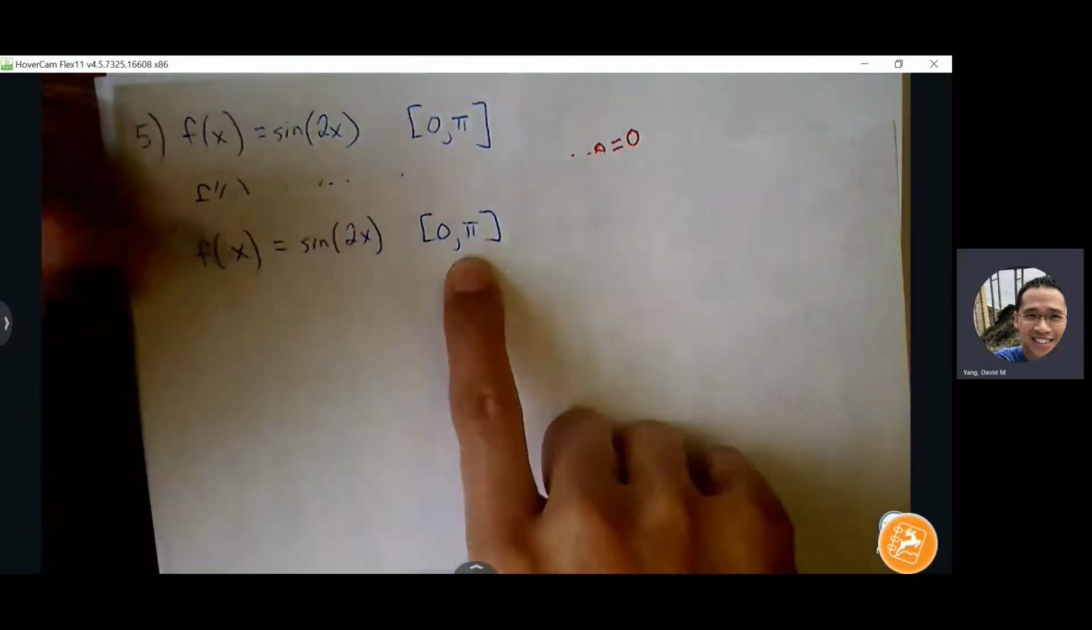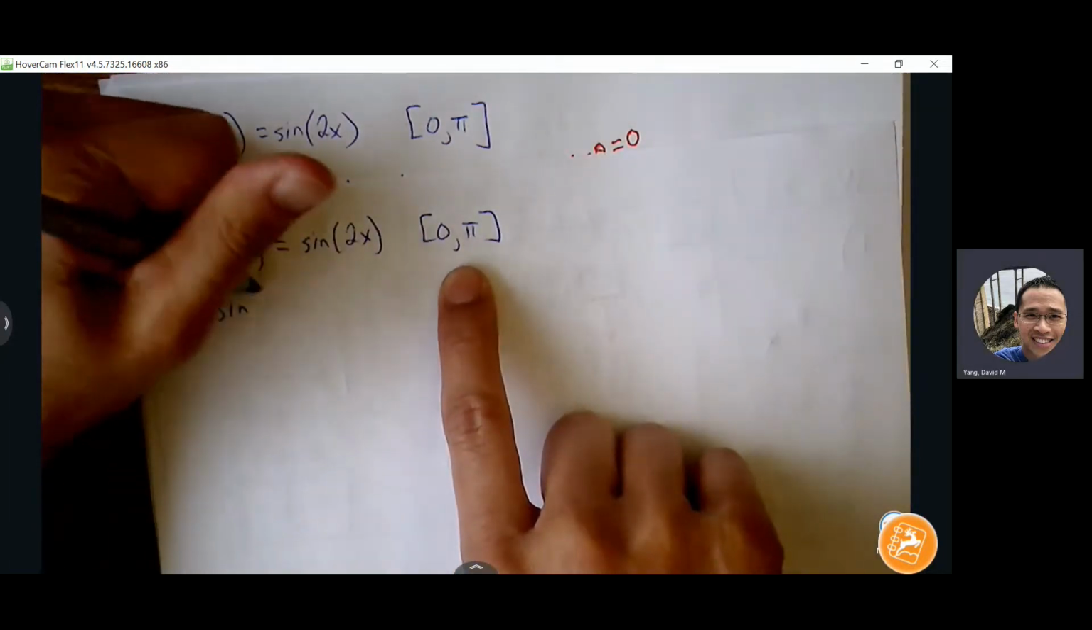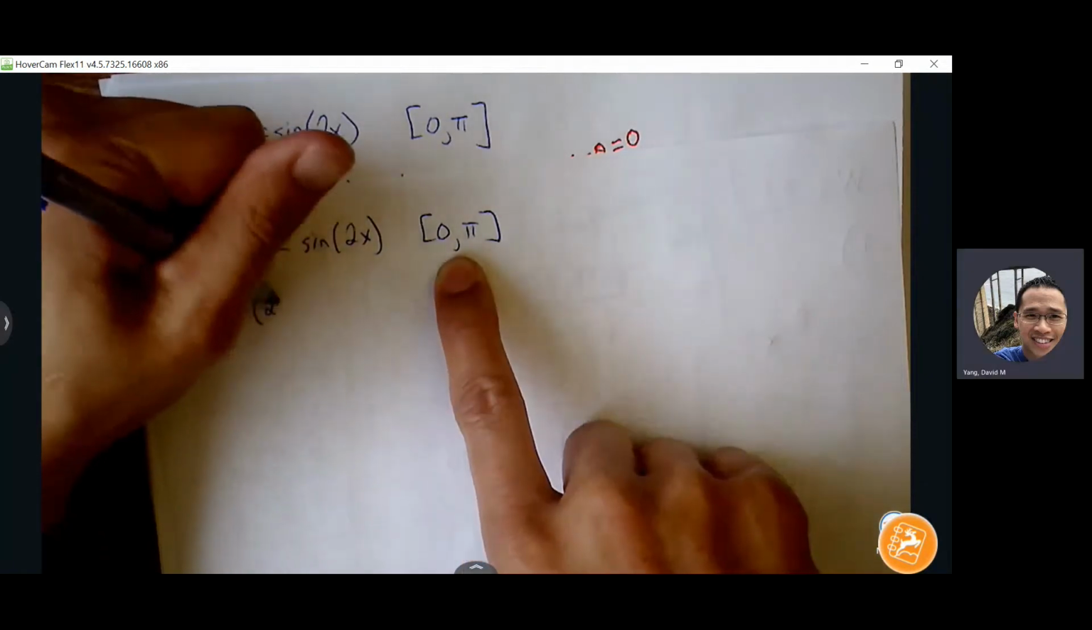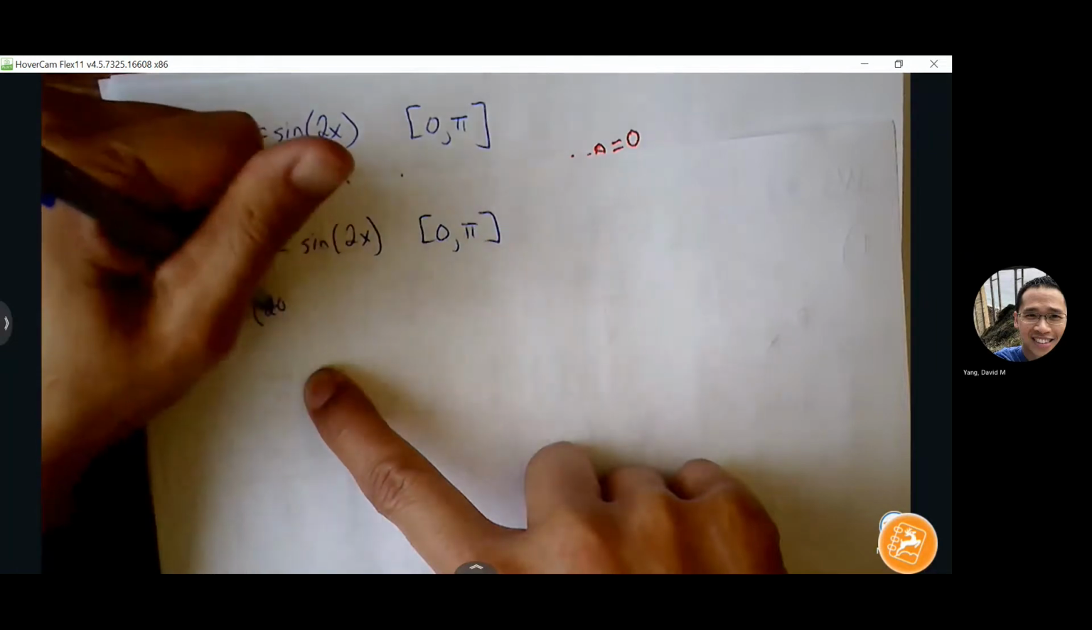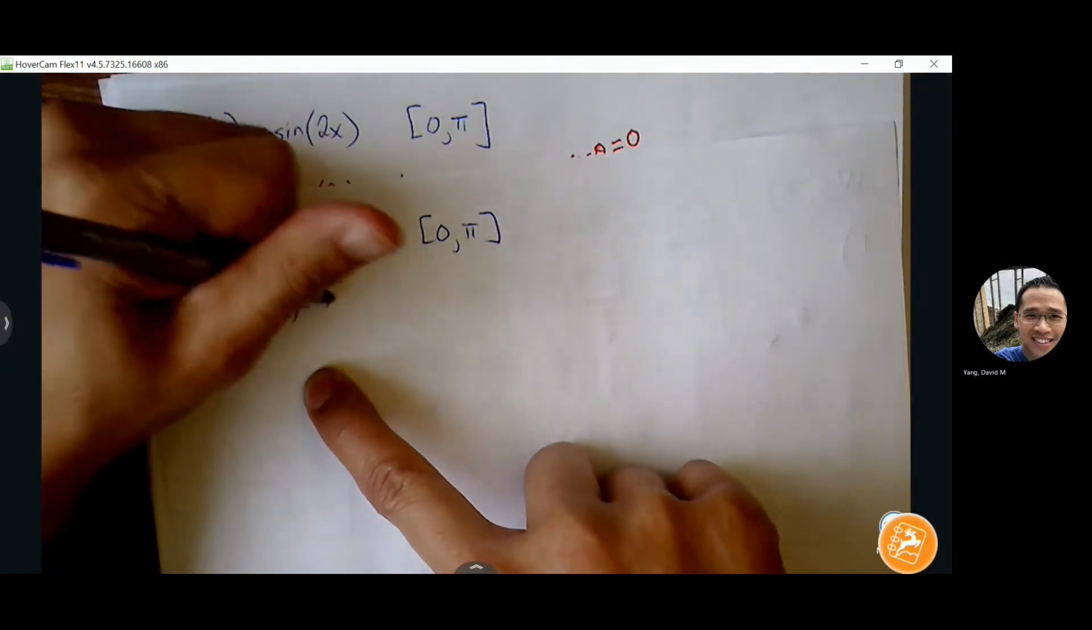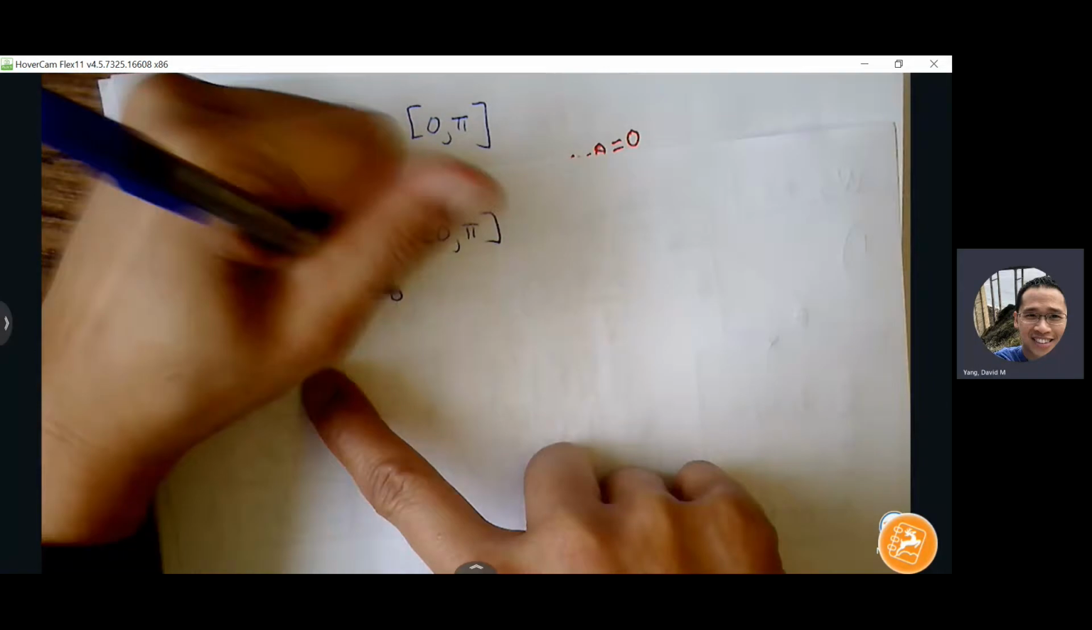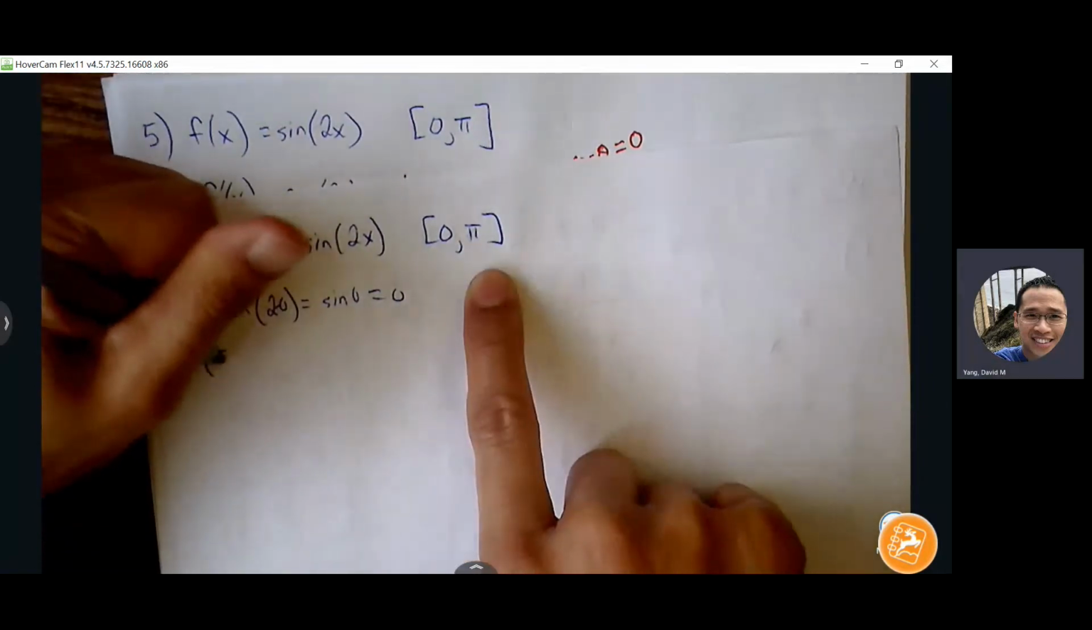Okay, so I'll start with the endpoints. Sine of 0, sine of 2 times 0, which is 0. F of pi.